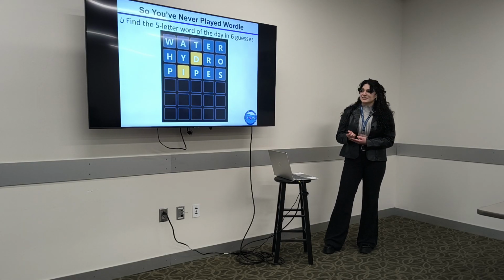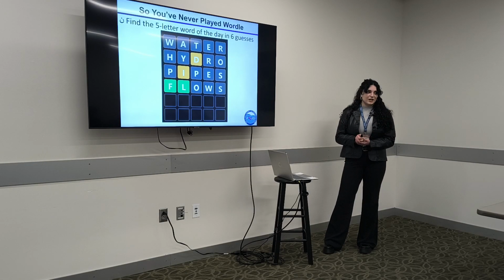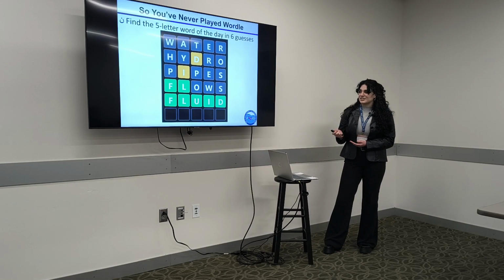You try one more guess, and you see that the F and the L are both green, meaning that these two letters are in the right location and they do exist within the word of the day. You try one more guess, and you see that all the letters are green, meaning that you've successfully guessed the word of the day in under 6 tries.